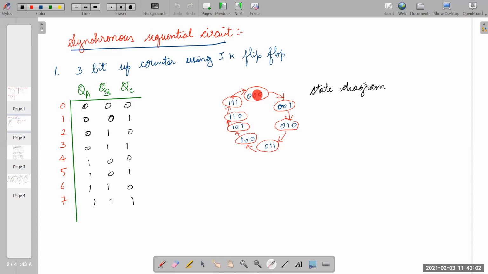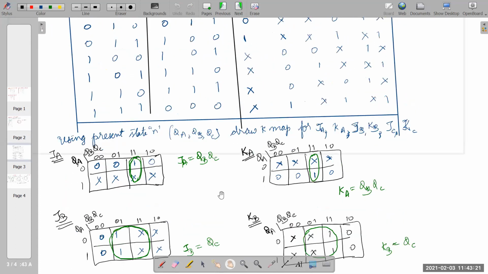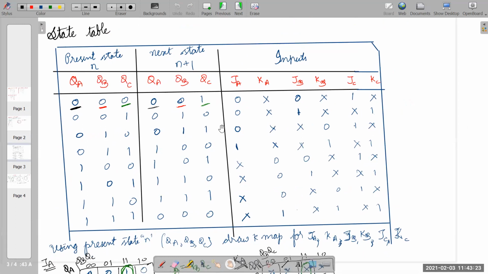These are the states in the up counter. The lowest state is 0, 0, 0, then 0, 0, 1, 2, 3, 4, 5, 6, and 7, back to 0. This sort of diagram is called a state diagram, because it is specifying the states. Total number of states here is 8, 0 to 7. Next, once you know the state diagram, you can go for the state table. State table is nothing but you compare the present state and the next state.